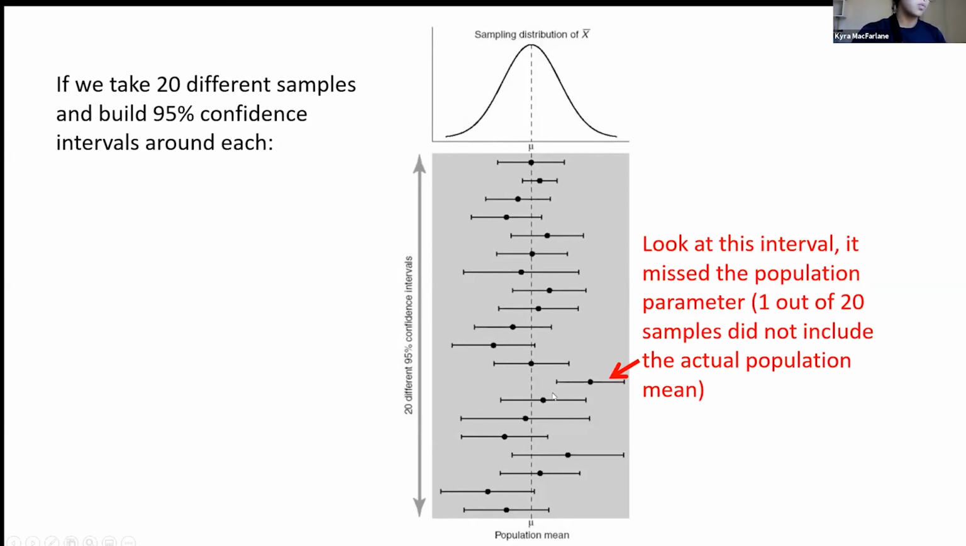In this case, one of those samples missed the true population mean, right? Because that's kind of what our error bars are saying. It's saying, oh, this is our mean, here's the error around it. All of these, except for this one, capture the population mean. This one completely misses it. So that's what we're saying when we say we're 95% confident that this interval includes the population mean. It means that sometimes, no matter how careful you are, you're going to miss it.